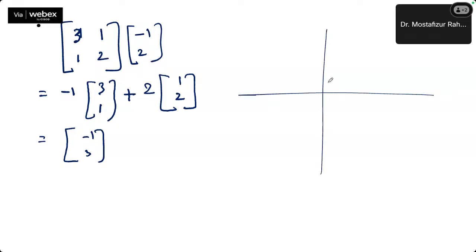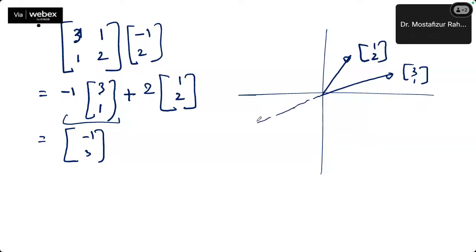So suppose this is our vector (1, 2), and this is our vector, say (3, 1), right? So what we are doing, we're doing minus 1 times stretching of (3, 1). That means there is a phase change, a 180-degree phase change, right? So this point is here, right? And the second vector is just twice of that. So just twice of that is just stretching of this thing, right?